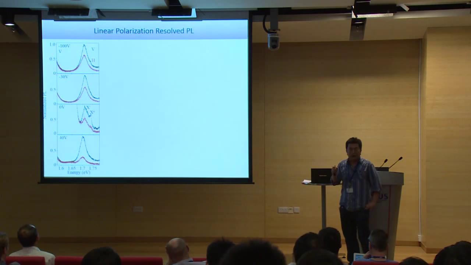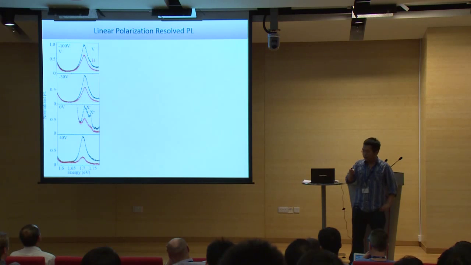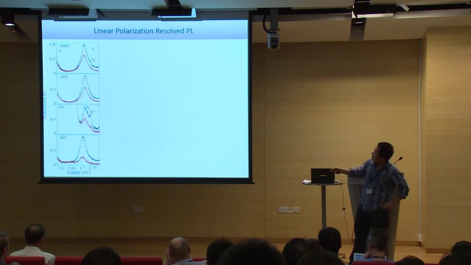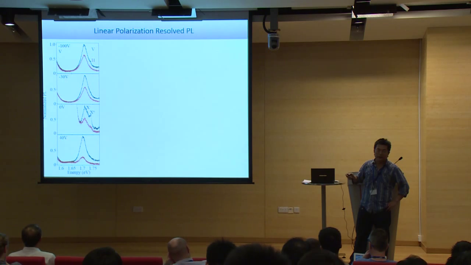Now we look at the linear polarization dependent PL. It's even more interesting. First thing we see is that with linearly polarized light, for the trion states, we have linear polarization. Remember, for the single layer, for the trion states, we don't have linear polarization.